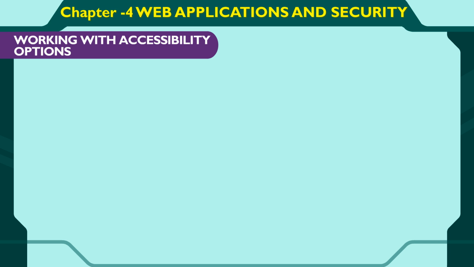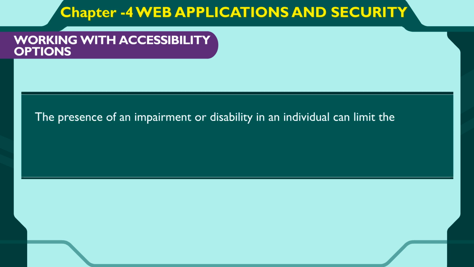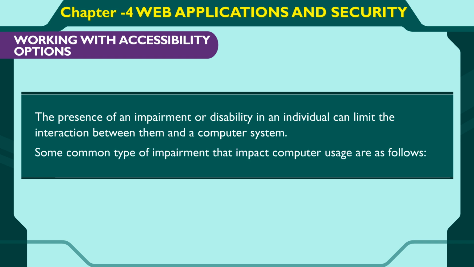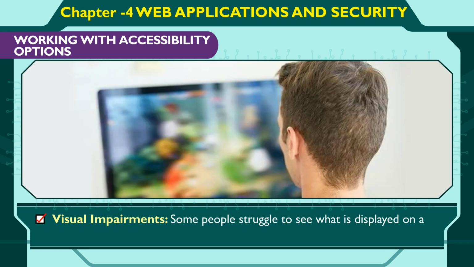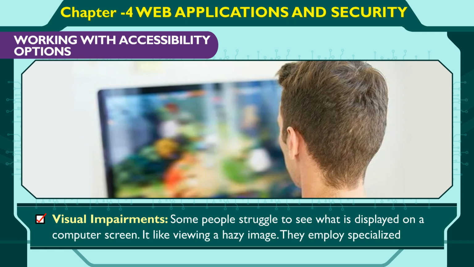Working with accessibility options. The presence of an impairment or disability in an individual can limit the interaction between them and a computer system. Some common types of impairment that impact computer usage are as follows. Visual impairments. Some people struggle to see what is displayed on a computer screen. It's like viewing a hazy image.